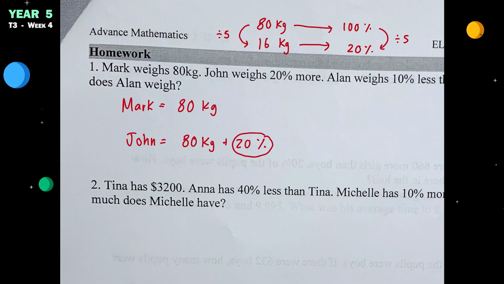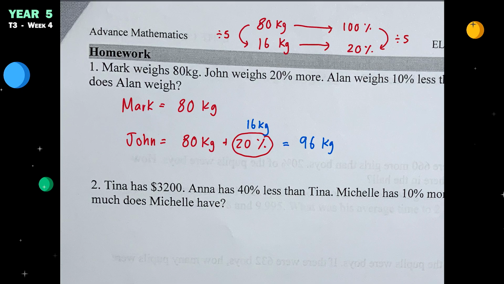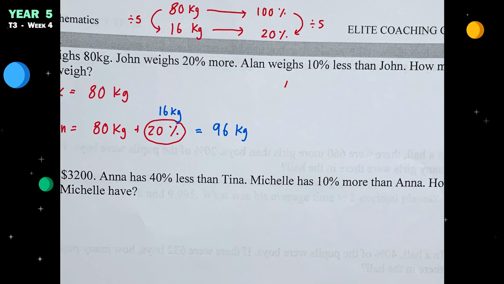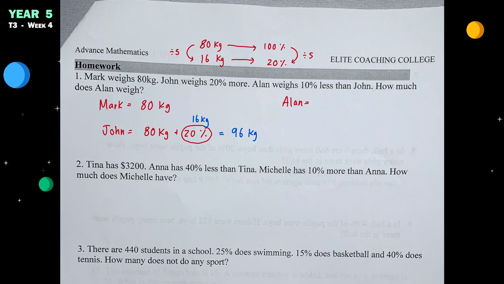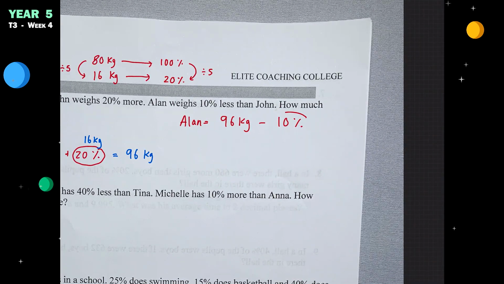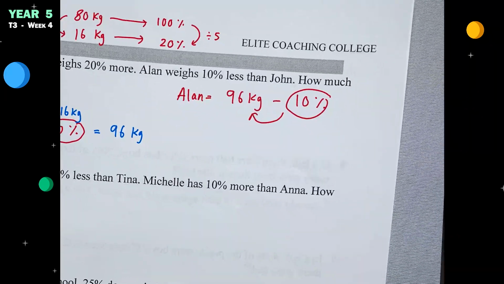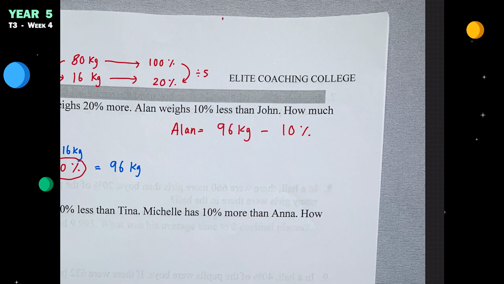So that means John's weight is Mark's weight plus another 16 kilograms. That's that 20%. Altogether, how much does John weigh? 96 kilograms. And then you have Alan. Alan weighs 10% less than John. So Alan weighs whatever John weighs, which is 96 kilograms, but take away 10%. Now this 10% is the 10% of John's weight, which is 96. So we have to do a separate one for this one.